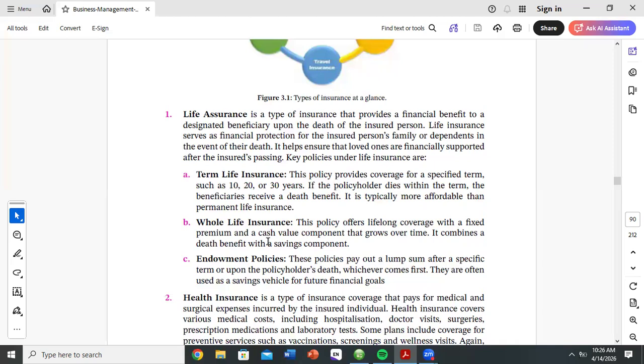They are often used as a saving vehicle for future financial goals. So if the specified term expires and you are not dead, you receive the lump sum. Or if you even die before the specified term, you still receive the lump sum. That's the endowment policy. So that's the first type.